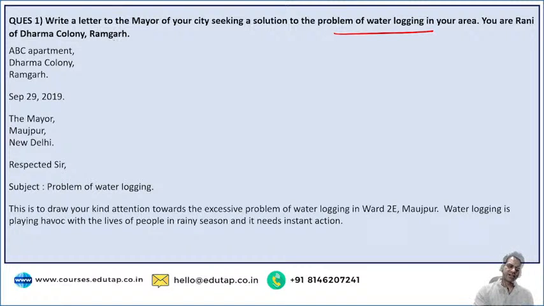So you start with your address, ABC apartment, Dharma Colony, Ramgarh, date, then to the mayor, Mojpur, New Delhi. Respected sir, subject, problem of water logging, regarding problem of water logging. Now, please note this template, guys. This is important. Now, if you remember these templates, it will become very easy for you.